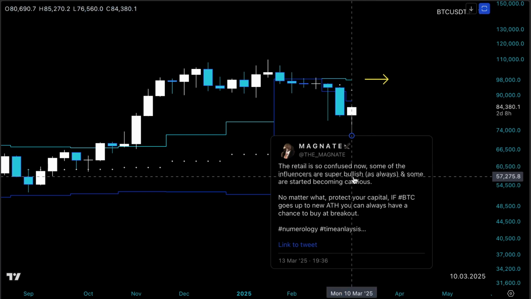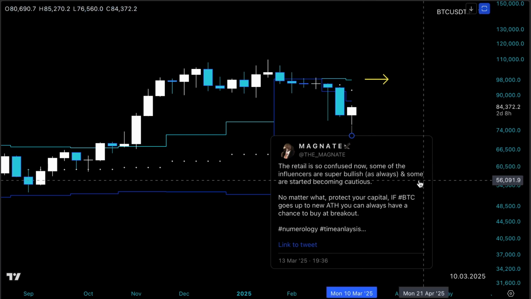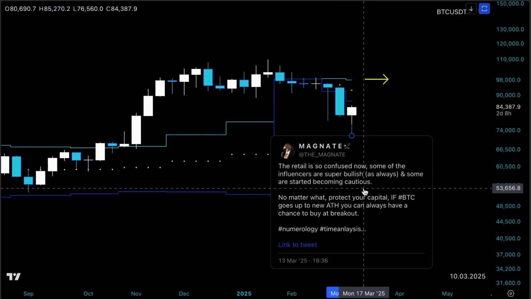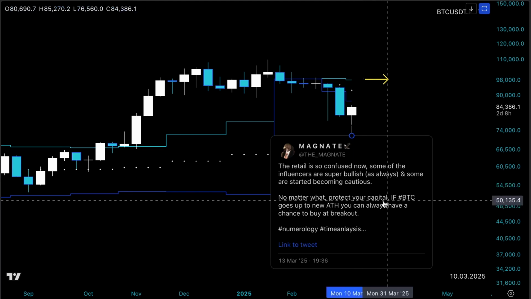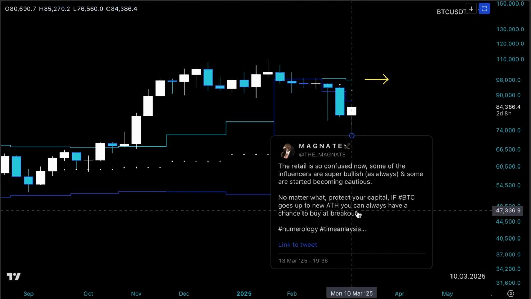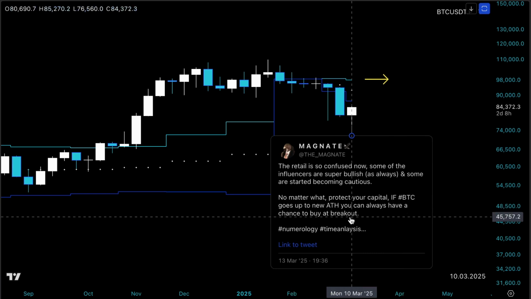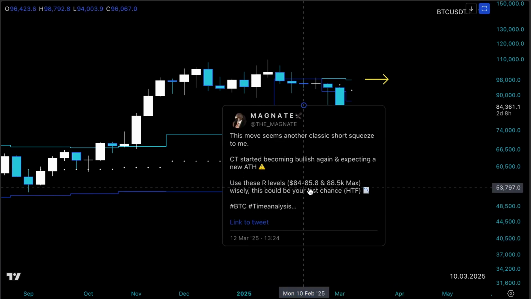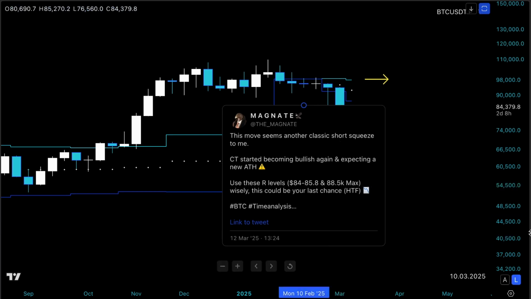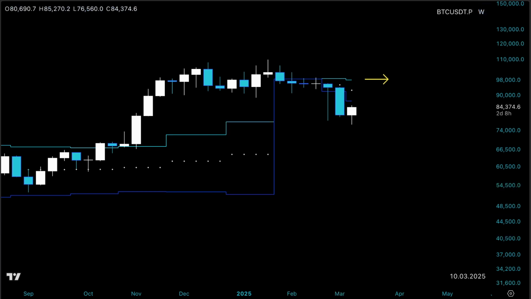So anyway, bullish influencers, as usual, they are bull all the time. However, some already started becoming cautious. No matter what, to protect your capital, if BTC goes up to a new all-time high, you can always have a chance to buy at a breakout. On the recent one, 12th of March, I was giving important levels: 84.5, 85.8 and 88.5, right? These are the local ones. So I'm telling you again, pay attention.